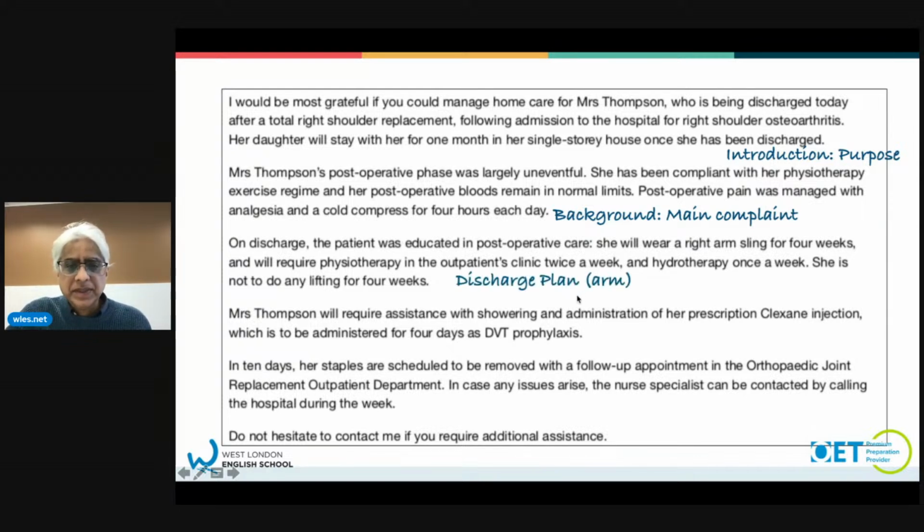So we start dealing with the discharge plan, talking about the arm. They also mentioned the physiotherapy, the hydrotherapy. Like I said, you could have organized that in a different way. You could have put that towards the end of the letter, but this is fine. You can see the logic.